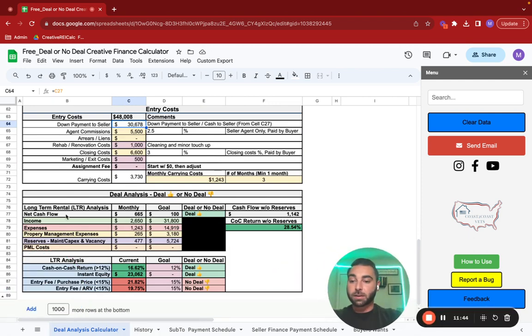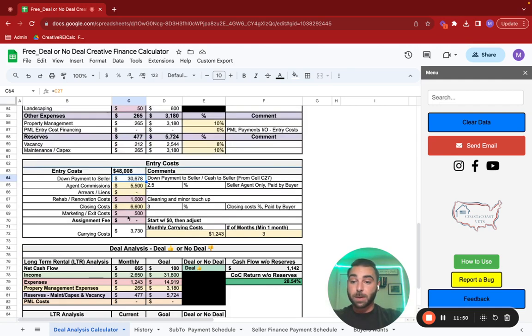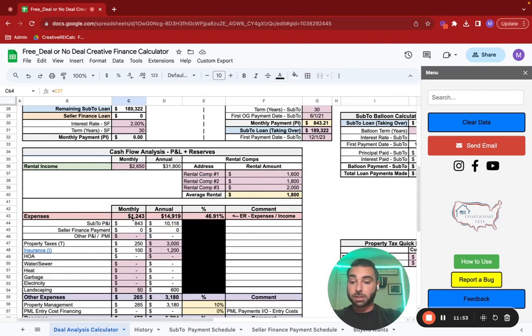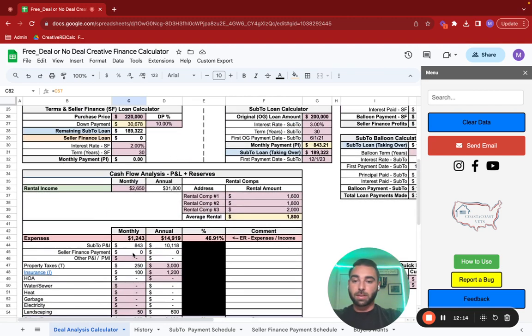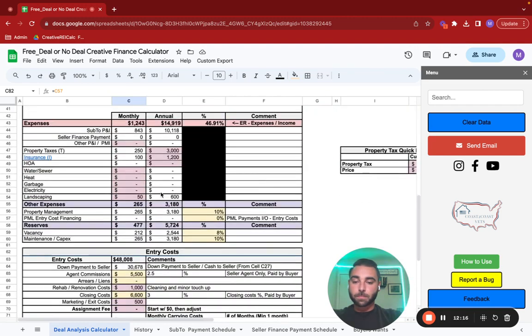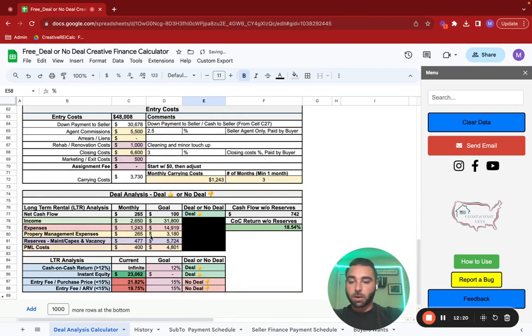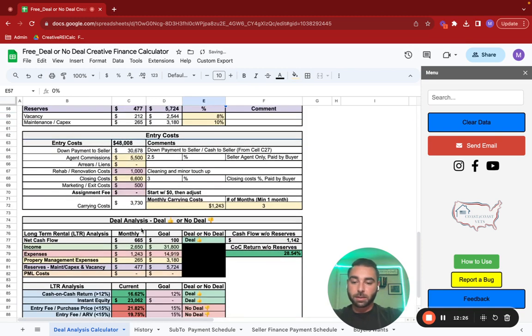So basically what you're calculating here for this long-term rental is the net cash flow, which is just your income minus your expenses. So your rental income minus your expenses. Let's break that down even further, right? It's your income minus your expenses, minus any property management expenses, minus reserves, maintenance, CapEx, and vacancy that's here. That's what this net cash flow amount is here. And then if you had any private money lender costs, it would go in here. So for example, if we put the 10% private money lender costs here, that'll auto-populate this section, and that'll automatically change your net cash flow. Let's disregard that for the time being.